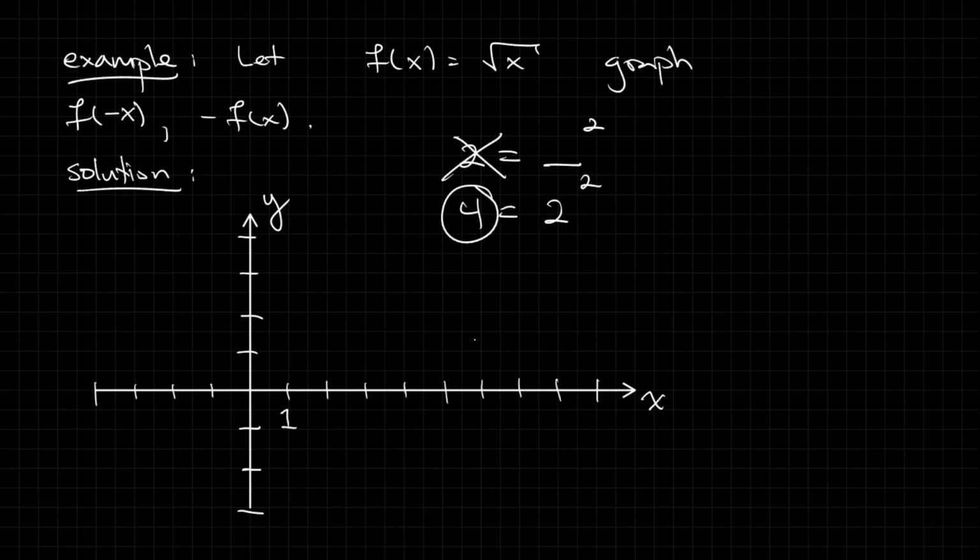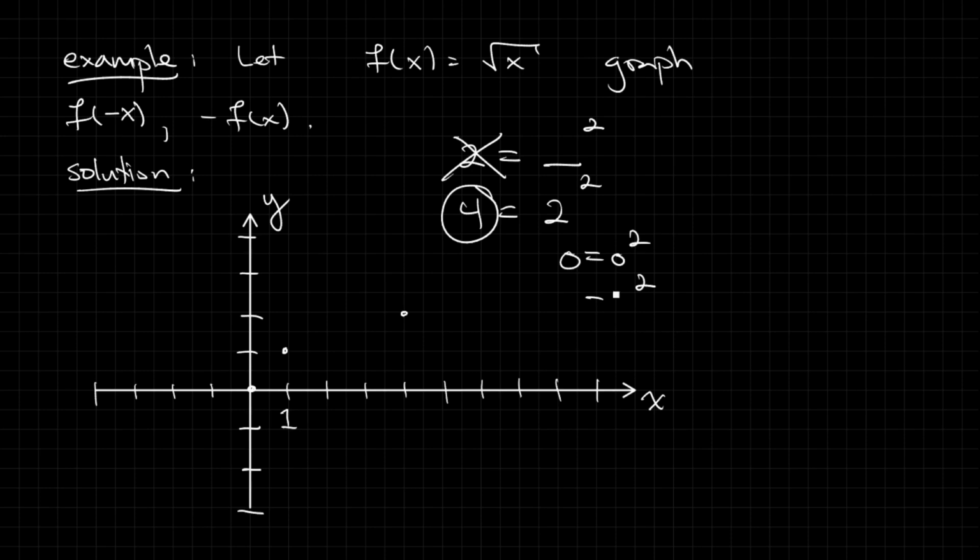So 0 is a perfect square because 0 is equal to 0 squared. So I'll plot that one, 0, 0. 1 is a perfect square because 1 is 1 squared. Square root of 1 is 1. And the next x value I'll choose is 4. 4 is a perfect square because it's 2 squared. And if x is equal to 4, then the square root of 4 is 2. So the y value would be 2.